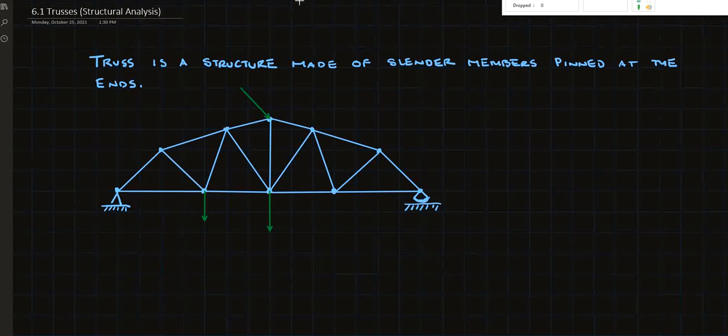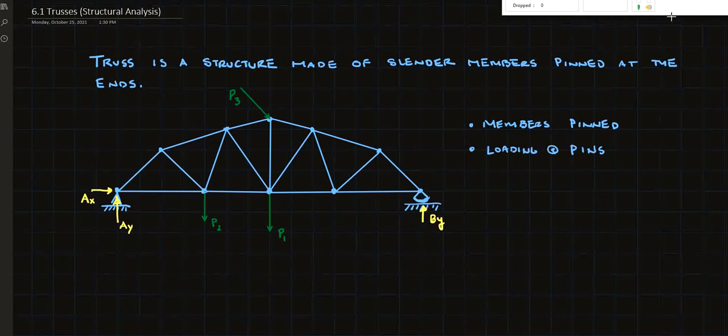And because this is simply supported, we can treat the whole thing like a beam when it comes down to determining the reactions. So this would be like AY, AX here, and then we've got a BY over here. So all the members are pinned. There are no moments. All the loading and reactions occur at the pins.